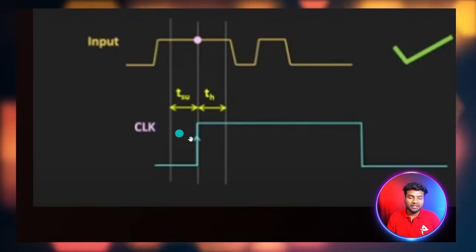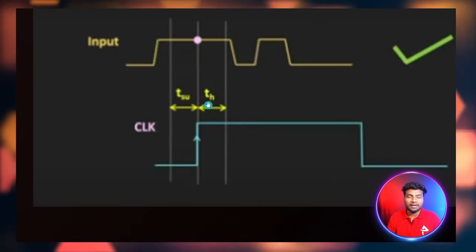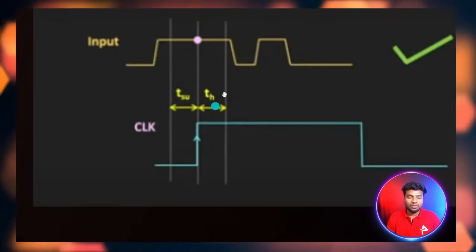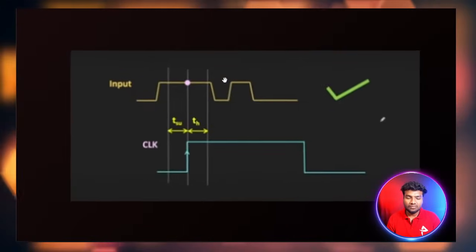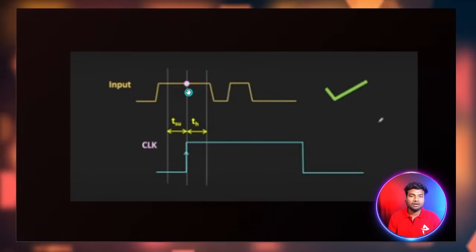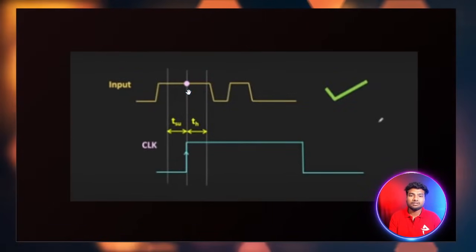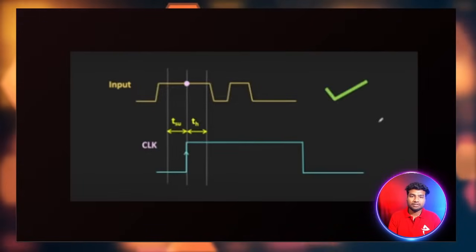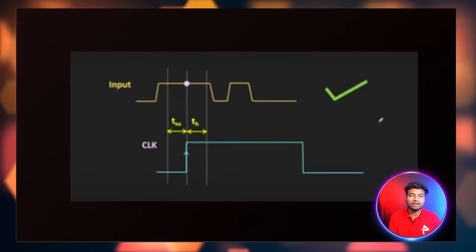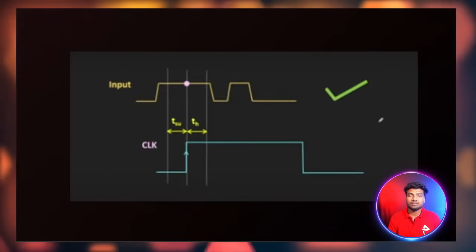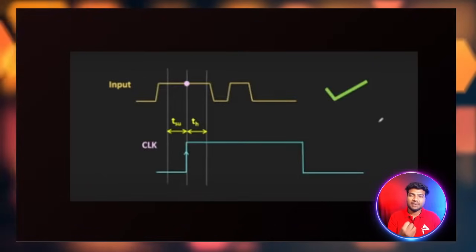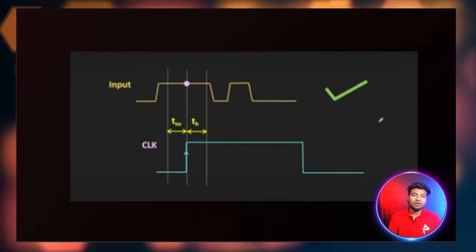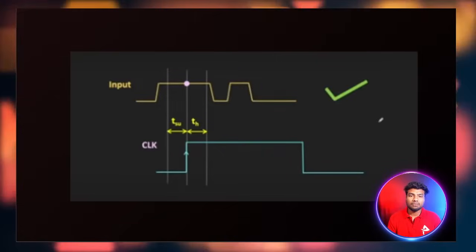Why? Because it is satisfying the setup time and hold time. The input value is stable in the setup time and hold time, so you will get the correct value. If any instability happens, you will get the wrong value. So this is called timing violation in digital design. It will mostly affect the sequential logics. While dealing with sequential logic, you will encounter some setup time and hold time violations. So we will see one by one how to rectify the setup time and hold time violations.